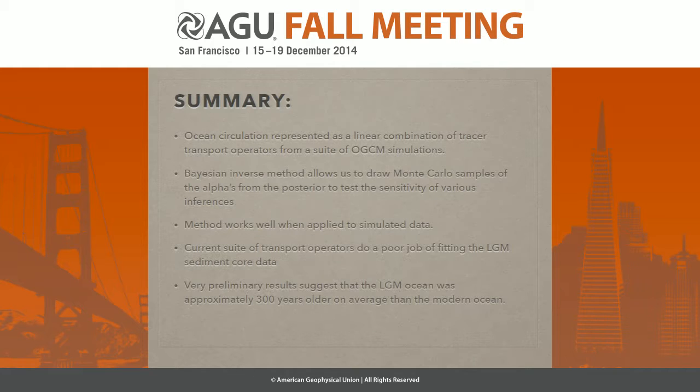When I tested the method with simulated data, the method worked very well. However, it didn't do quite so well in the real data, and the reasons for this are still uncertain, but presumably it's because I was comparing two GCMs, which may have a limited number of states that they can explore, and the real ocean maybe is more variable. In any event, I'm going to explore more dynamical models to try to redo this fit. And maybe a very preliminary result which suggests that the global average LGM was maybe 300 years older on average. This is very uncertain. And that's all I have. Thank you.